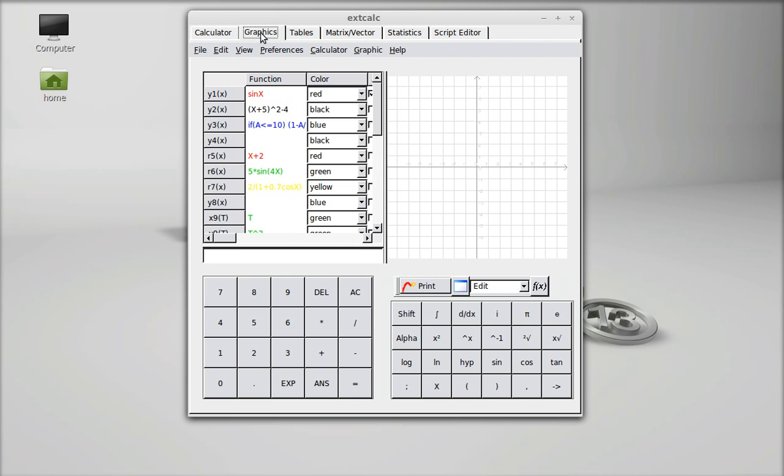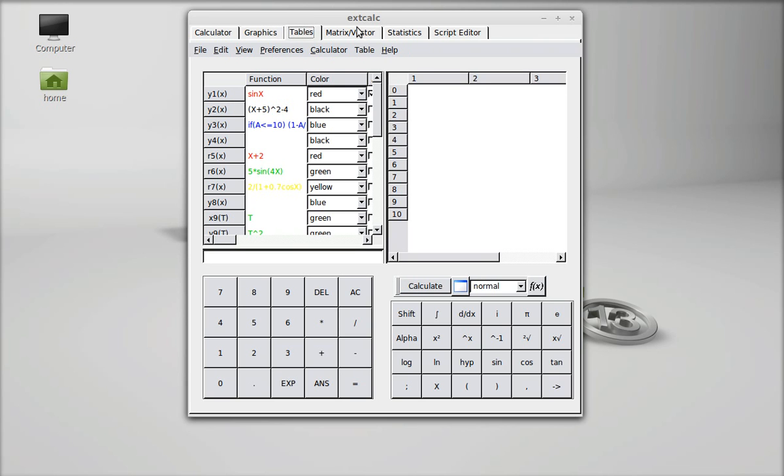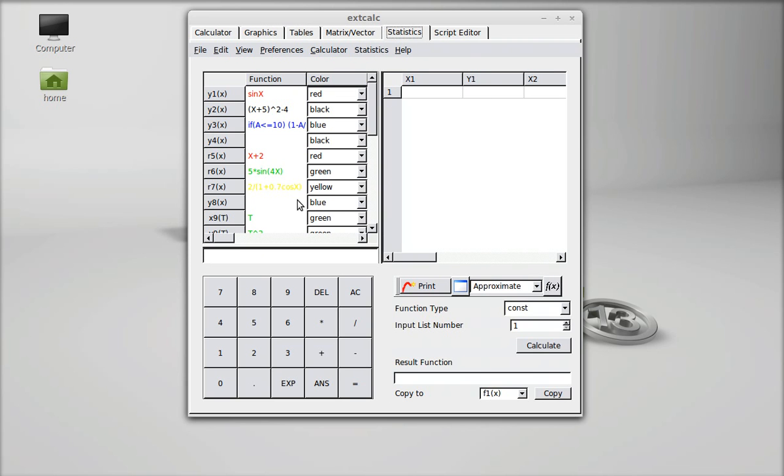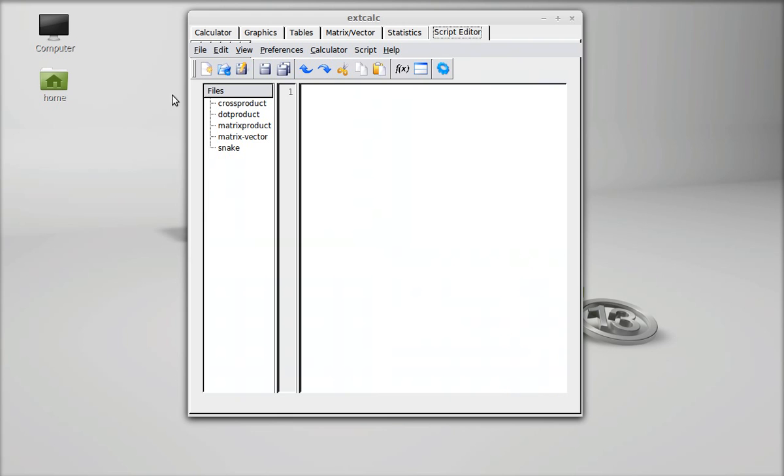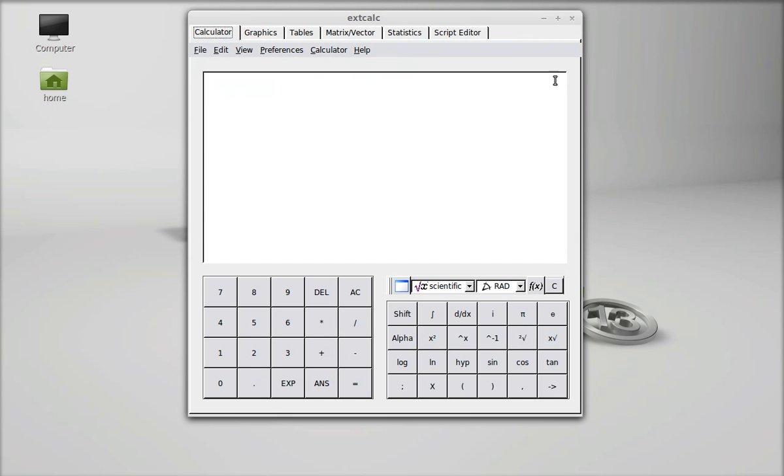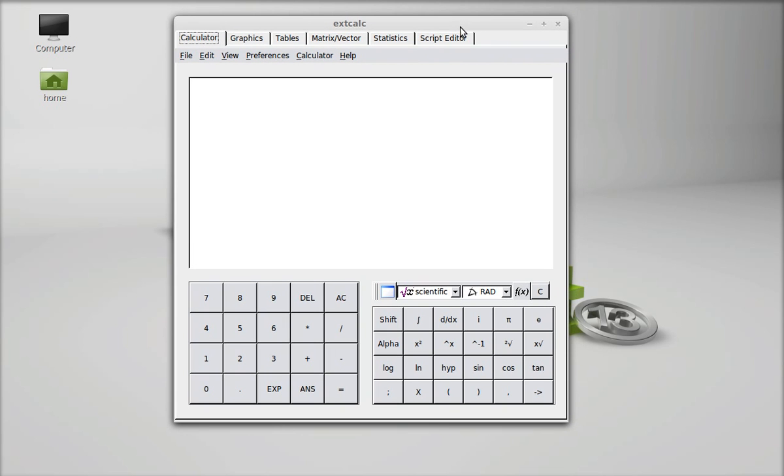Another thing here is the graphics. You can do all your graphics operations. I have no idea about this, so I'm skipping it. Matrix, vector, statistics, script editor is also here. So this is a very powerful calculator.